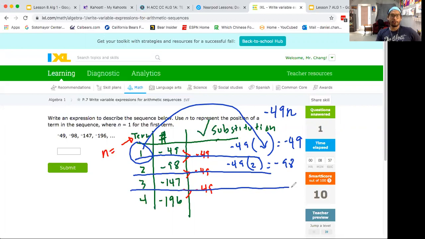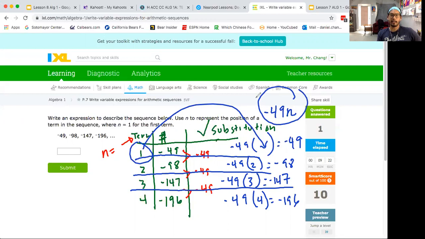The third term in the sequence is 3, so negative 49 times 3. I multiply those together. 3 times 9 is 27, carry the 2, that's 147, negative, a negative times a positive is a negative. So this is starting to work out for me, right? I'm feeling really good. So I'm going to take my expression, negative 49 times n, and I'm going to put it in right here. And let's see what happens.